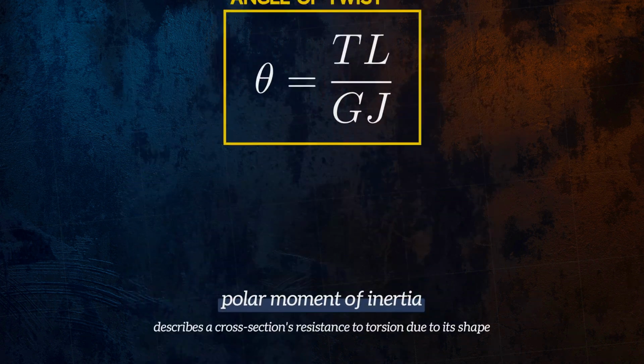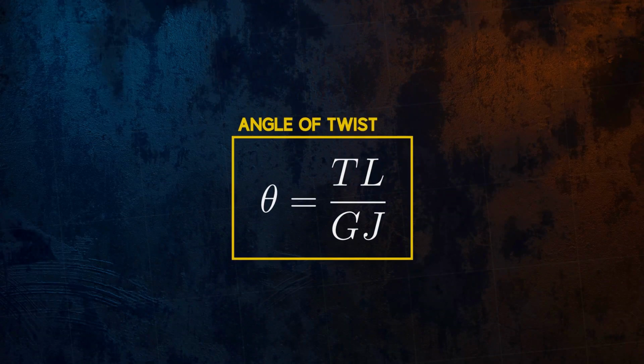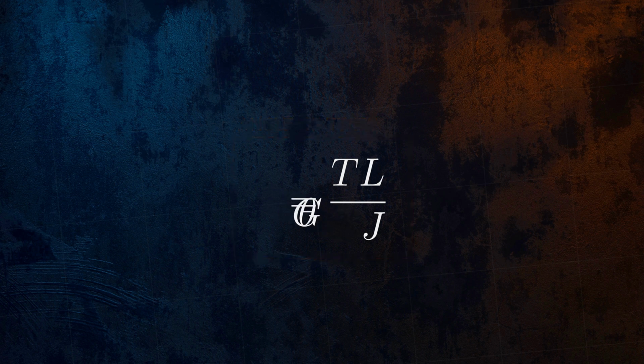One neat thing about the equation for the angle of twist is that it gives us a way to determine a material's shear modulus G experimentally. If we apply a known torque to a bar of known length and cross-section and measure the resulting angle of twist, we can use that information to calculate the material's shear modulus G.